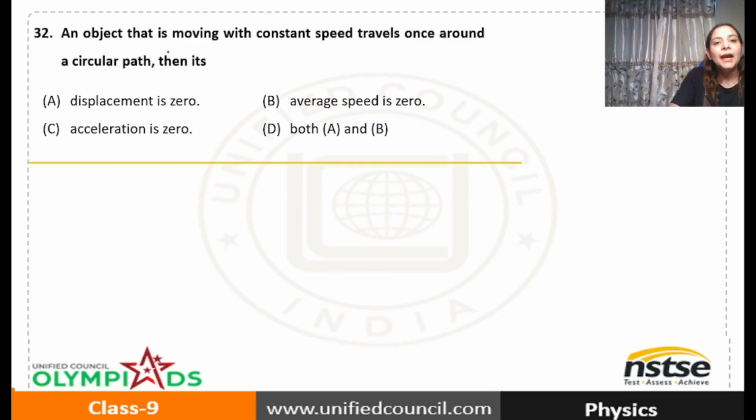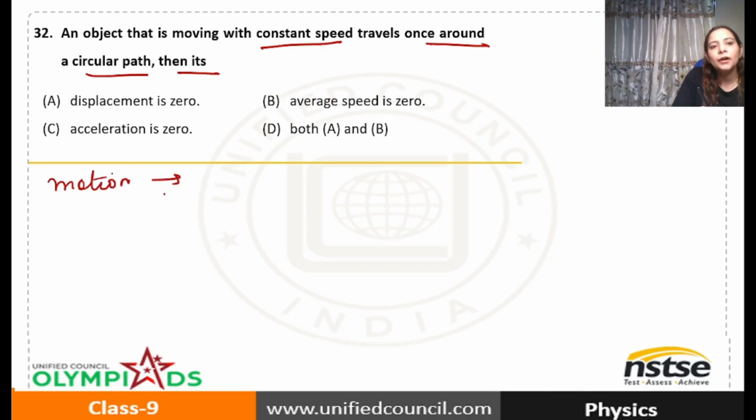Next question. An object that is moving with constant speed travels once around a circular path. Then its: A, displacement is 0; B, average speed is 0; C, acceleration is 0; or D, both A and B. Now let me tell you, we know what motion is.